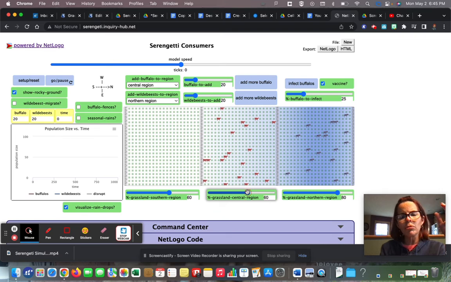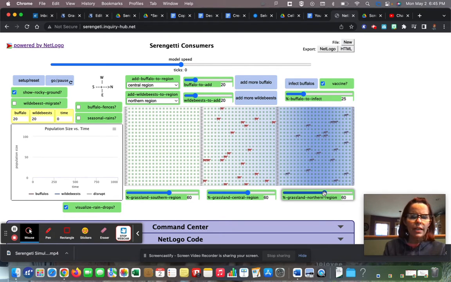So notice that I'm only changing one variable. I'm changing the percent of grassland, but I'm not changing the number of buffalo and I'm not changing the number of wildebeest. It's the same. So that way we know that it's the percent of grassland that's causing the change in the buffalo and not the number of wildebeest or the rains or whatever it is.